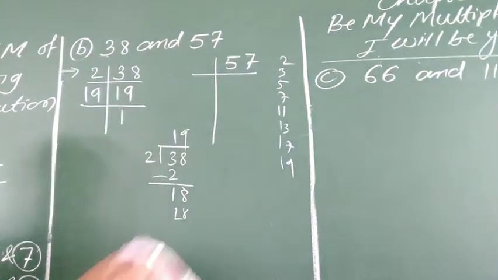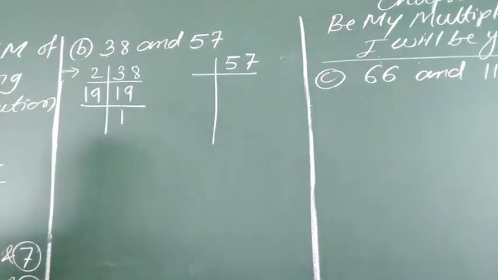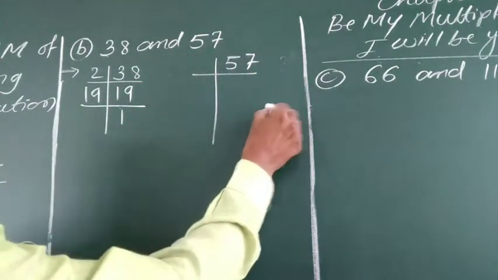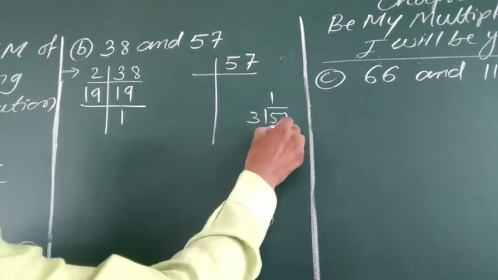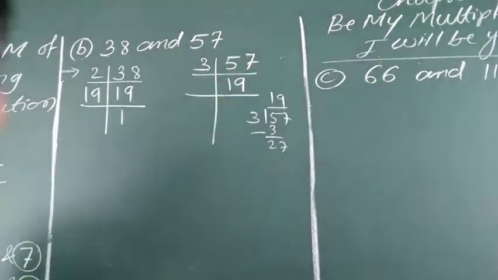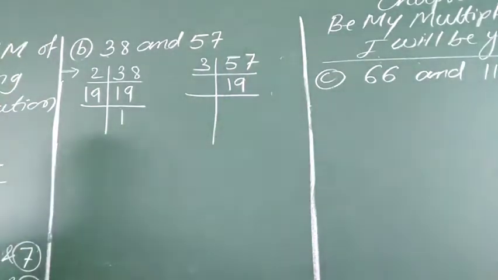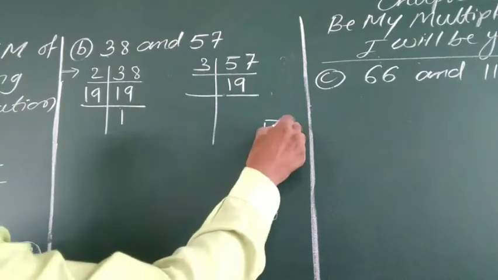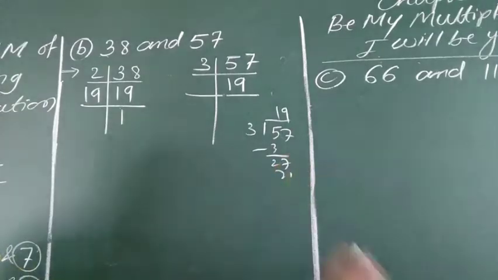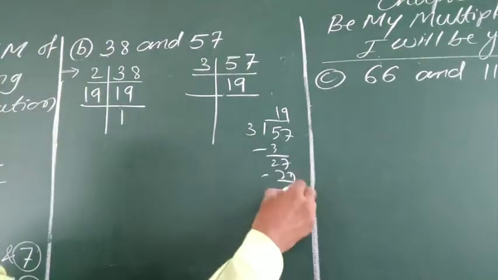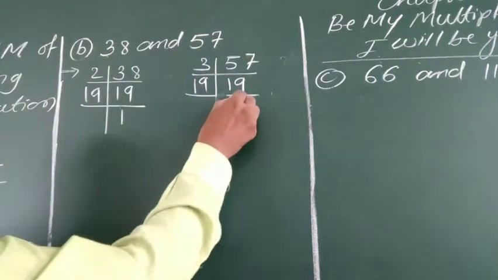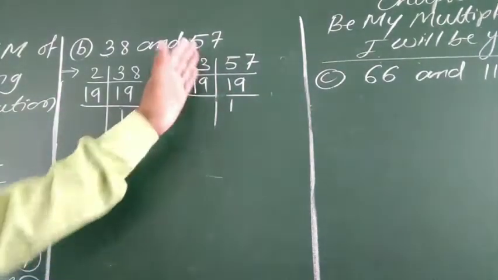Next. See, it is 57. The 57 is odd number, so we cannot divide by 2 here. 57 by 3, 3 1s are 3, then 3 9s are 27. देखिए 57 को हमने 3 से डिवाइड किया ना, 27 minus 27 means 0. It is exactly divisible. So see, again 19 here, then it is 1. So these are the prime factors of 57.